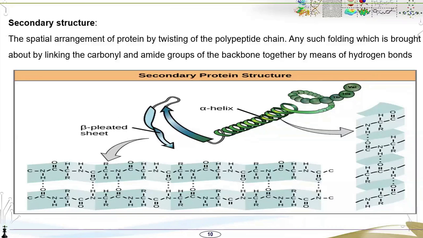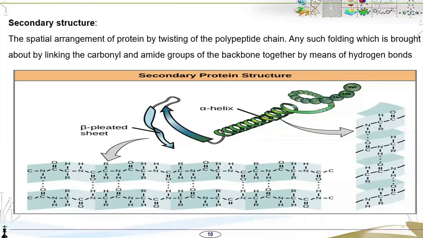So the options will be alpha helix and beta sheet. How can we identify the secondary structure with the help of alpha helix and beta sheets? These are the two ways of asking questions. The secondary structure of the protein is identified by alpha helix and beta pleated sheets. You need to know how we get the alpha helix and how we get a beta sheet.